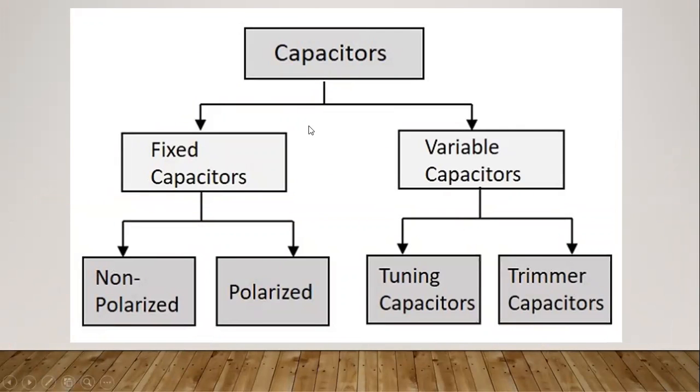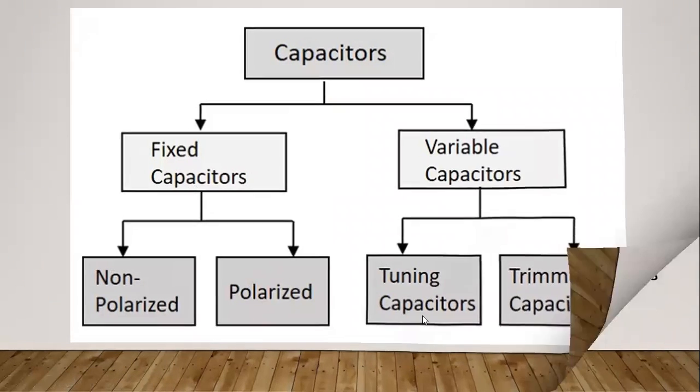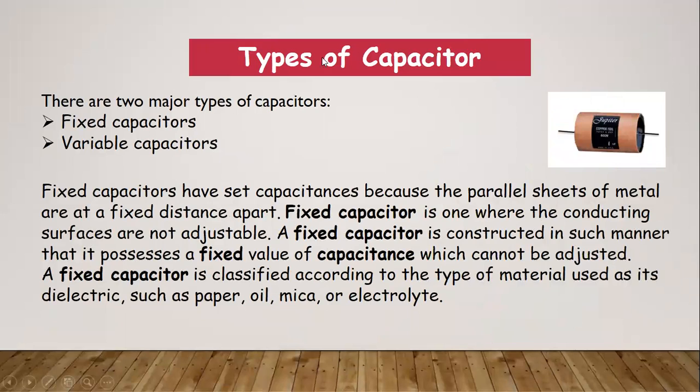Capacitors are generally classified into two types: fixed capacitors and variable capacitors. And fixed capacitors can be polarized and non-polarized. And there are two main types of variable capacitor: tuning capacitors and trimmer capacitors. So, why are they named fixed and variable?